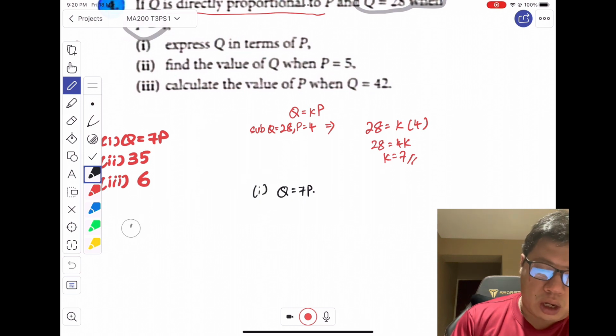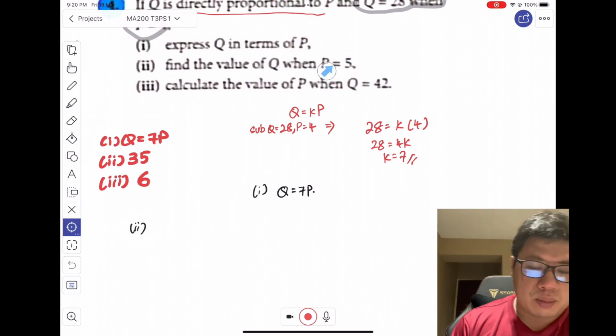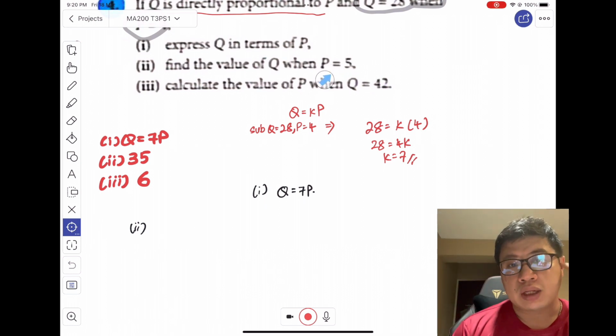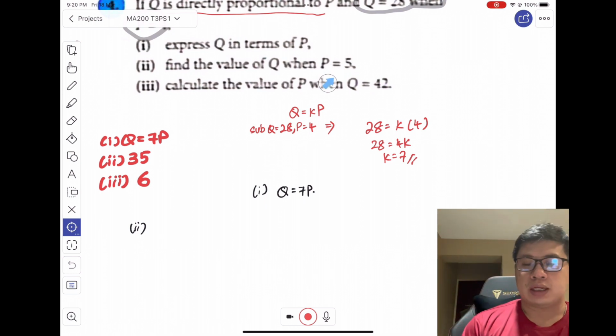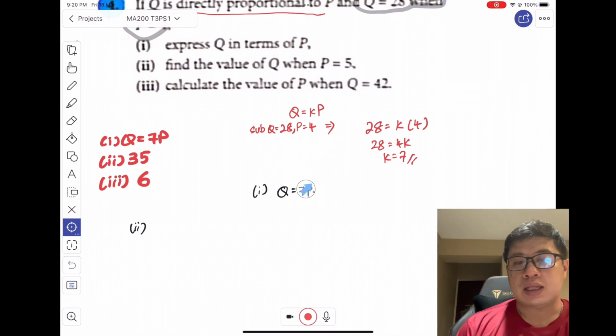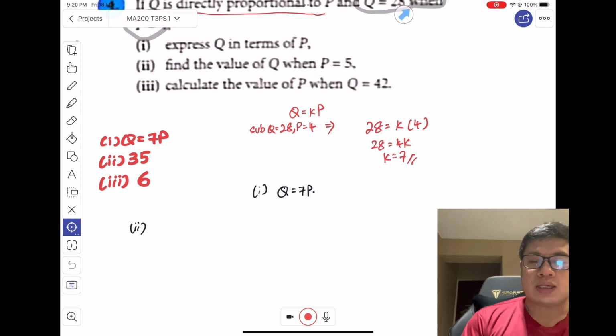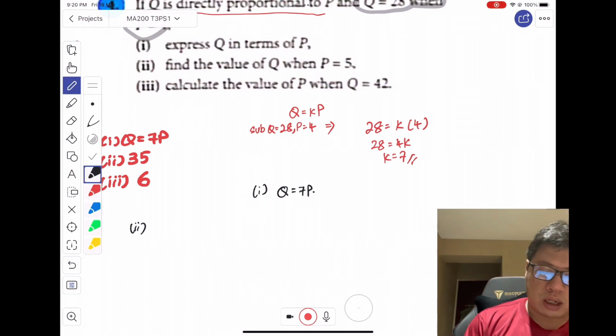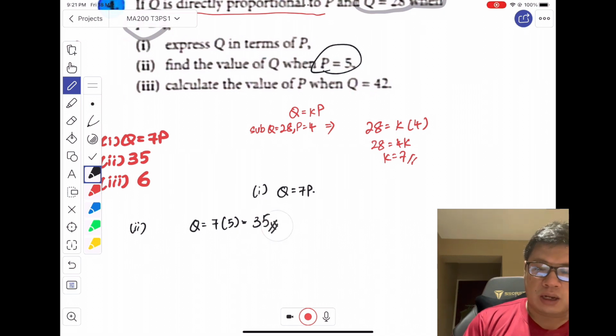Now part 2, we're supposed to find the value of Q when P is equals to 5. Remember that when you do a question, you always make use of the earlier results, and usually part 1 and part 2 are connected. So when P is equals to 5, you're still having the same equation, the overarching statement. There's an equation here where Q and P are related: Q is equals to 7P. So all you got to do is take Q equals 7P and substitute P as 5. This will immediately give you Q is equals to 35.